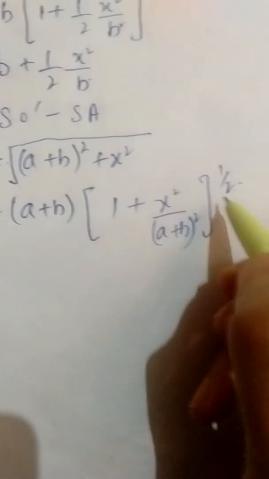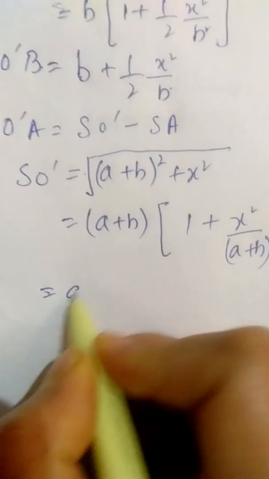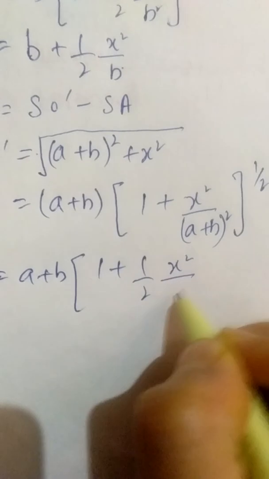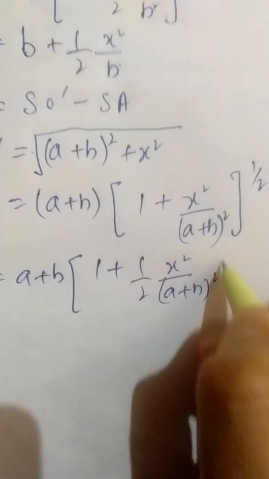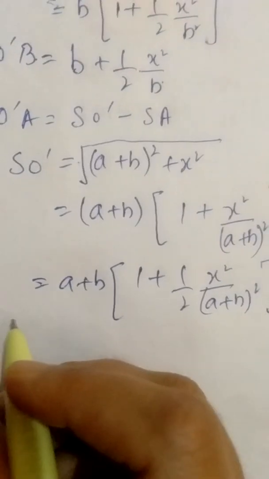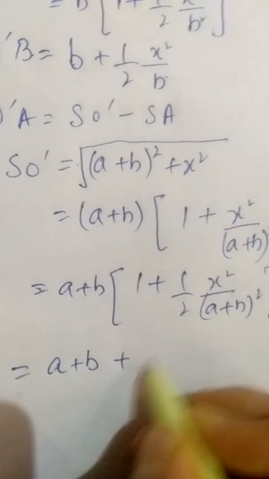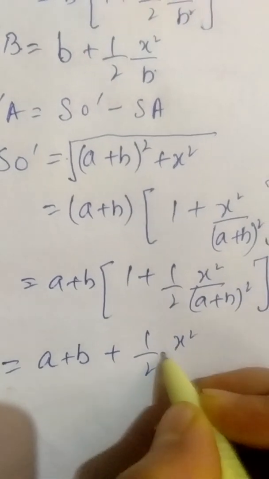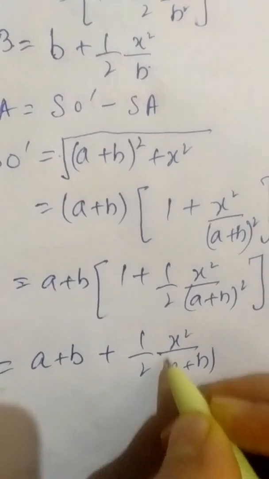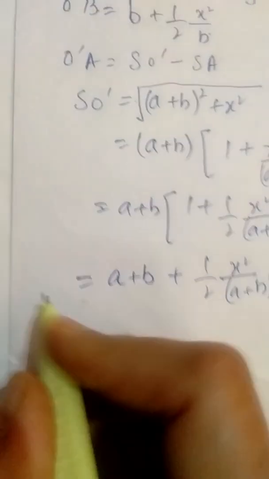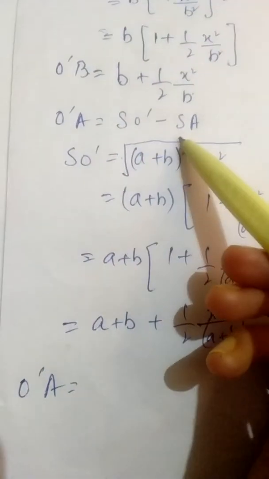So this is a plus b times 1 plus 1 by 2 x square by a plus b whole square, and the higher powers will be neglected. Then you multiply this a plus b inside. So it is a plus b plus half of x square by a plus b. But you are actually interested in O dash A. So that O dash A is basically SO dash, this much, minus SA.